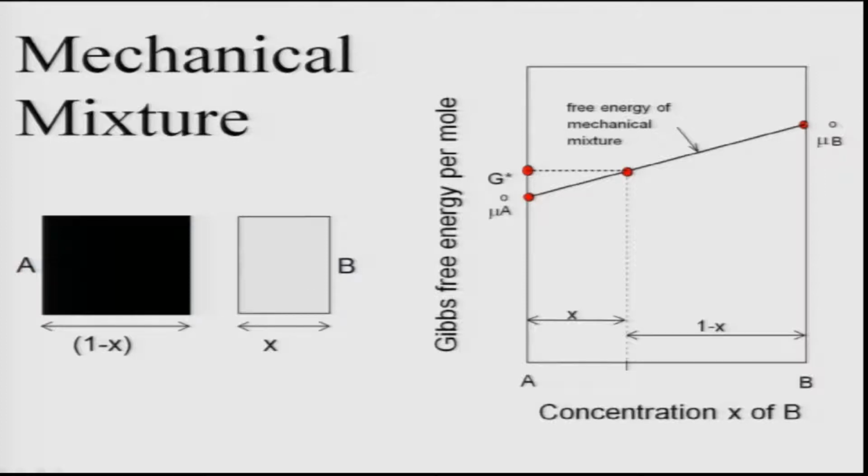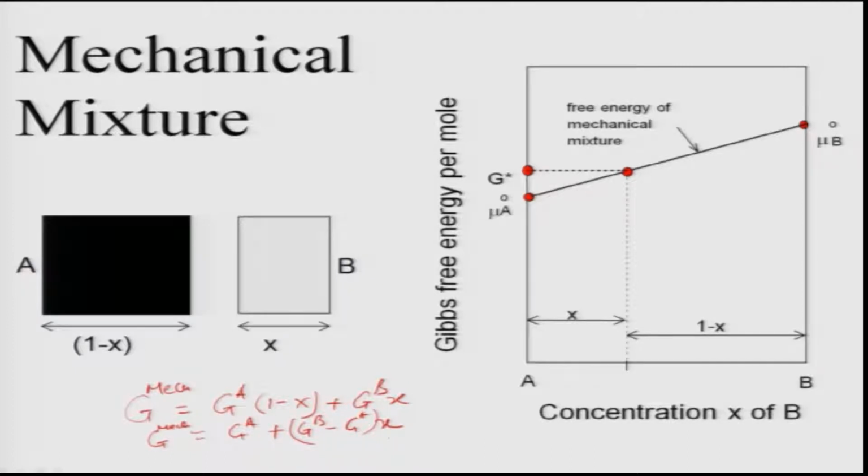Why? Very simple. G of A multiplied by 1 minus x plus G of B multiplied by x, what is the G of the system? So, I can write it like this: G of A multiplied by 1 minus x plus G of B multiplied by x, sorry, okay. So, this is the equation of a straight line. How is it the equation of a straight line? Let us write down G of A, plus G of B minus G of A into x. So, this is the G mechanical mixture.